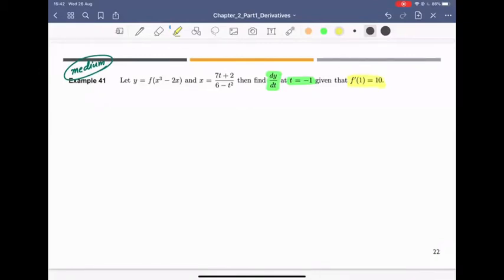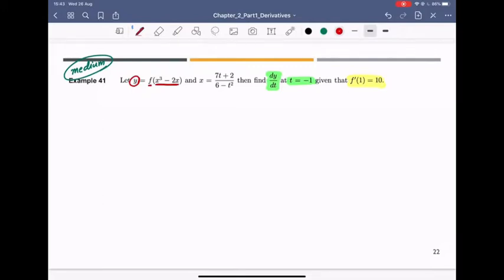Well, some of you are going to say, after I read this question, I don't know where to start. Well, this is because you do not understand the notation clearly. So I told you that the hardest part of the chain rule is you need to understand the notation clearly. So what I want here is dy by dt. So let's look at this first. So you have y is a function of x cubed minus 2x.